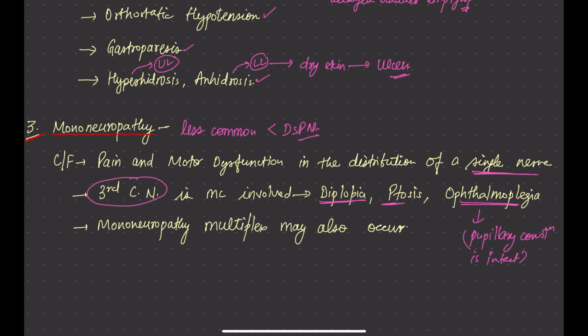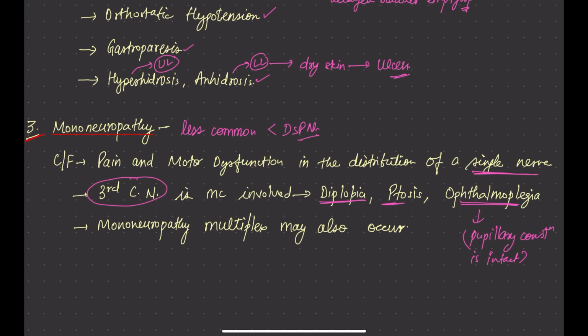Right. Mononeuropathy multiplex may also occur. It means that two nerves, either cranial or peripheral, or both, which are not contiguous, get involved. For example, the ulnar nerve gets involved and the common peroneal nerve gets involved. These two nerves are anatomically not contiguous and are getting involved, producing their own signs and symptoms. So that is mononeuropathy multiplex.